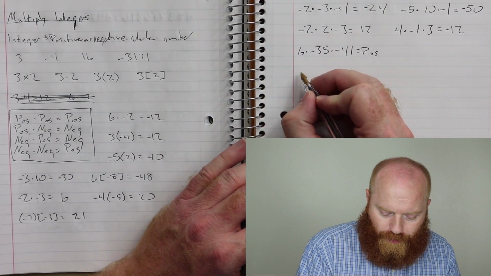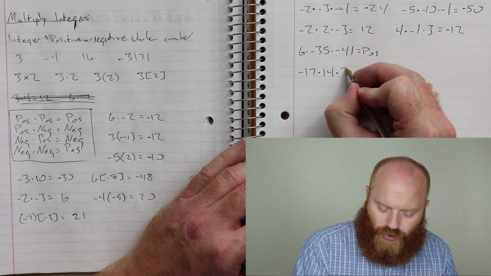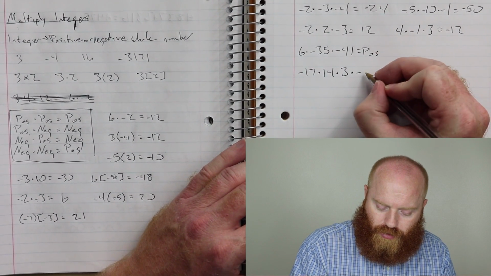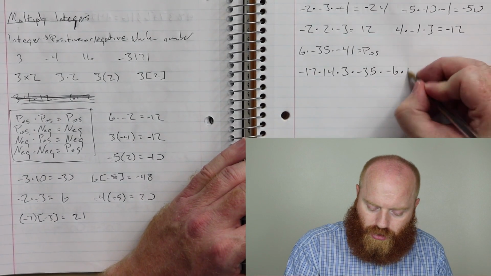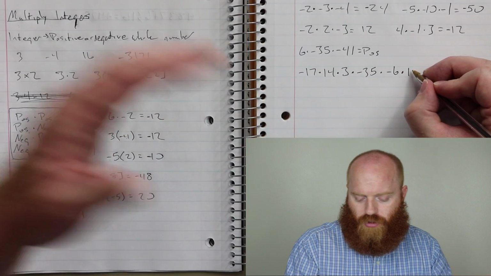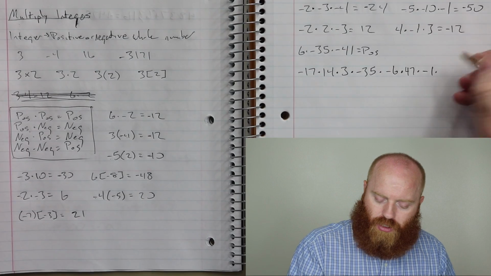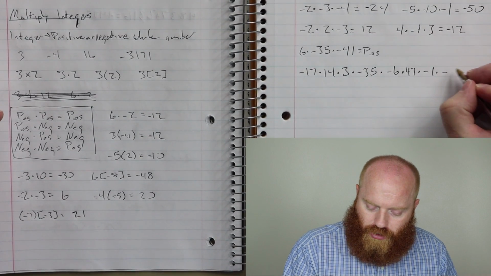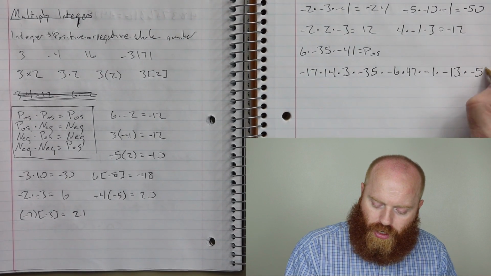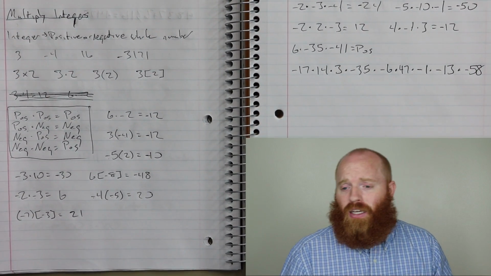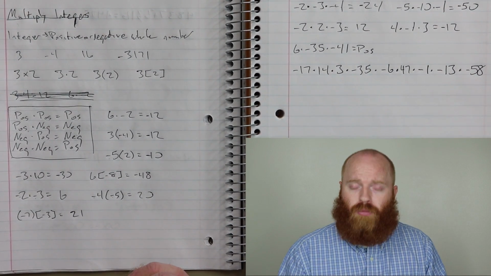What if I take negative 17 times 14 times 3 times negative 35 times negative 6 times 47 times negative 1 times negative 13 times negative 58? Is that sucker going to be positive or negative? Is the product of those numbers going to be positive or negative?